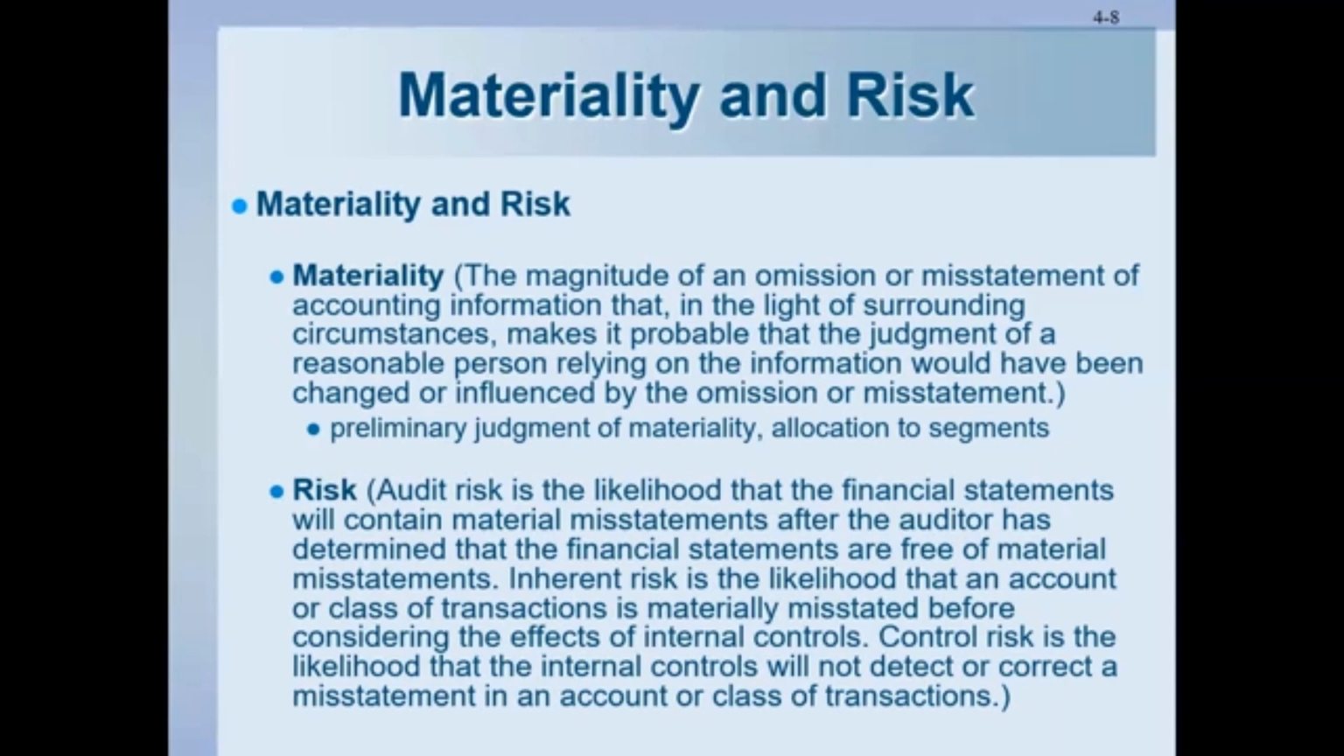So according to our textbook, the definition of preliminary judgment of materiality used by auditors is a very practical one. It is the amount of misstatements that could exist in the financial statements and not affect the decisions made by a reasonable user. Thus, if the auditor chooses an amount of $1 million as the preliminary judgment of materiality, the financial statements could be misstated by as much as $1 million and not be misleading to users.